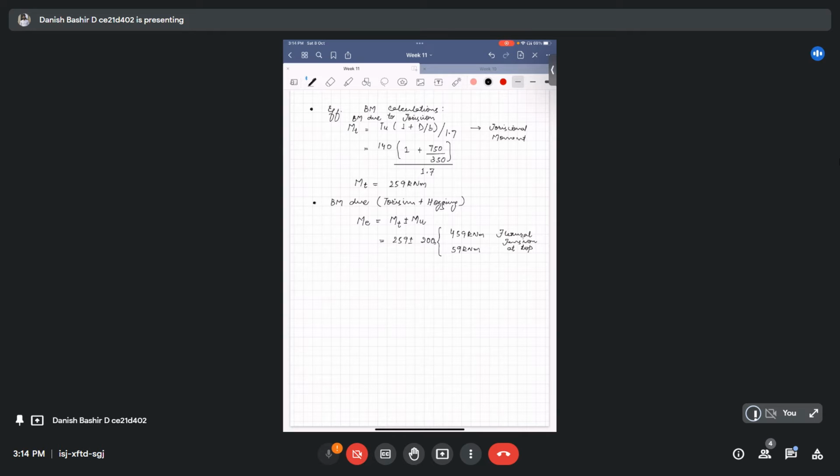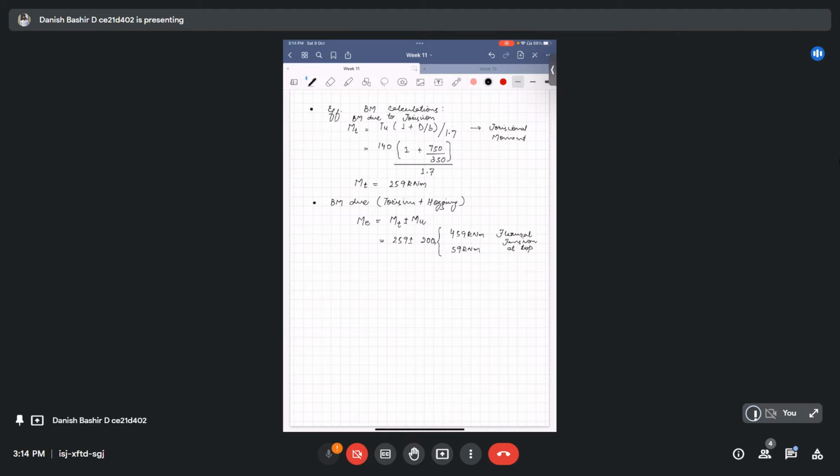And at the bottom, we have to deduct this Mu because there will be sagging at the bottom. There will be compression at the bottom. So 259 was already there when we deducted that 200. So still there will be flexural tension at top.